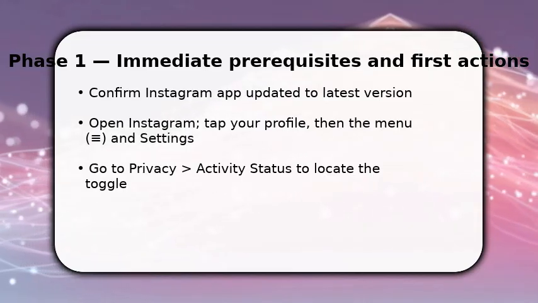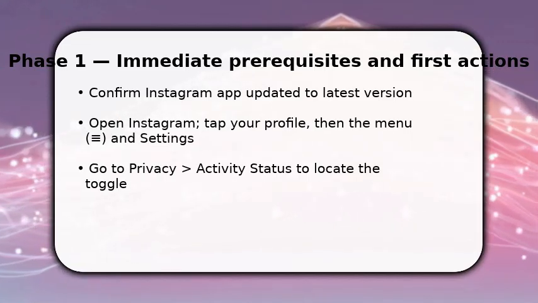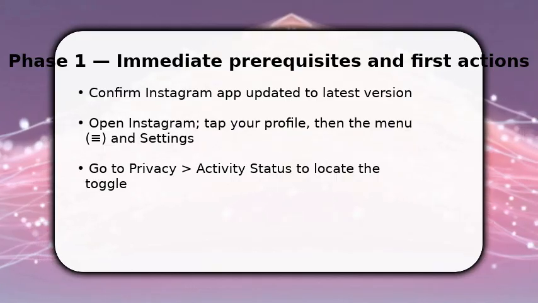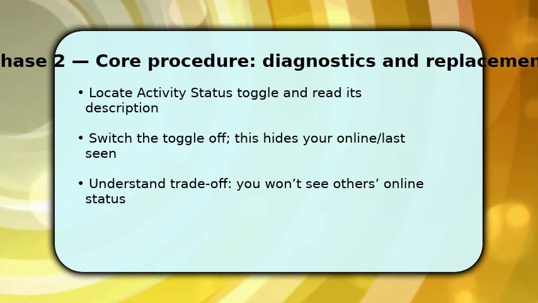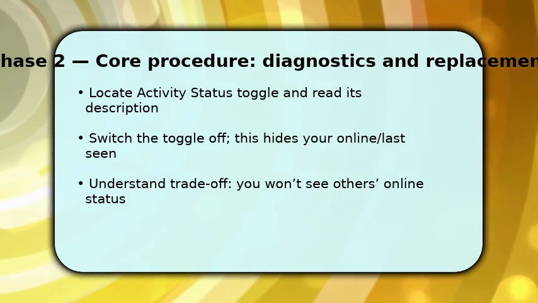You're doing this now to avoid extra navigation later, so don't wander into other menus. Prepare to change the toggle. That single switch removes the online tag for your account. Now tap Activity Status to open the specific setting and read the short explanation.